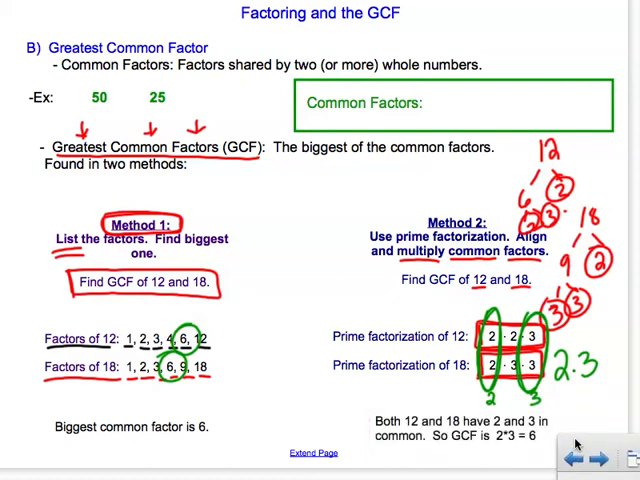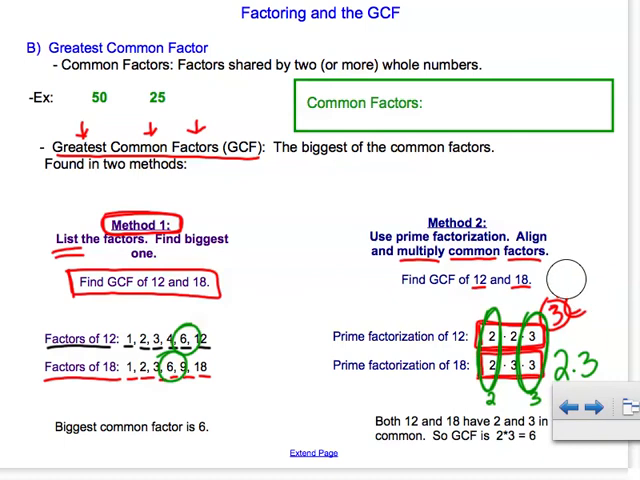Okay, so that's what's basically going on with greatest common factor. If you have any questions or comments or things you want to clear up, make sure and write them down, or go back and watch the video, and just take note of anything you want to ask tomorrow.